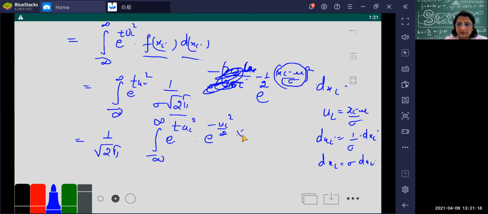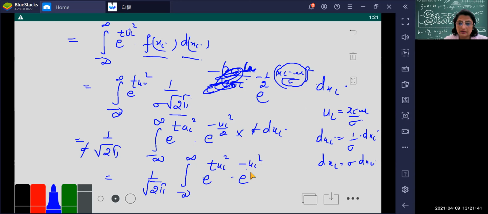So you will substitute the value of dxi here. So this is sigma into d of ui. So the whole expression has been converted into ui. Here there is again sigma, this sigma will be cancelled out. So we will have 1 by sigma under root 2 pi, integral from minus infinity to infinity of e raised to power t ui square into e raised to power minus ui square by 2 into dui.